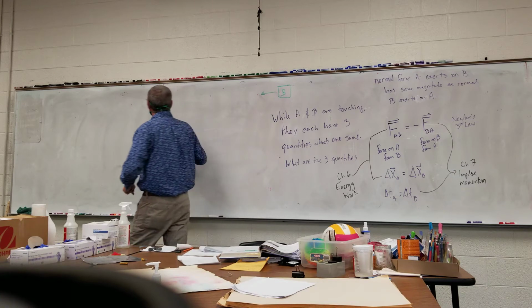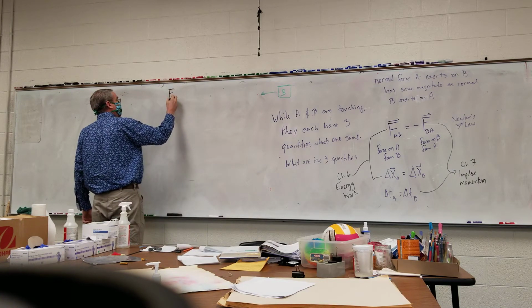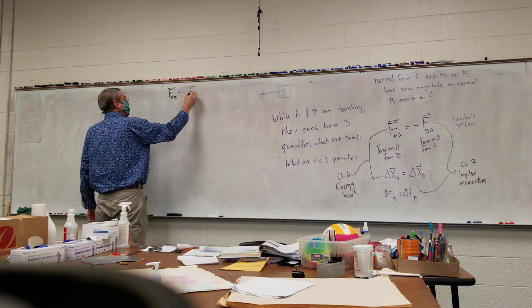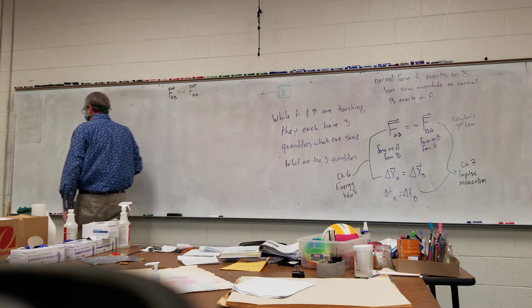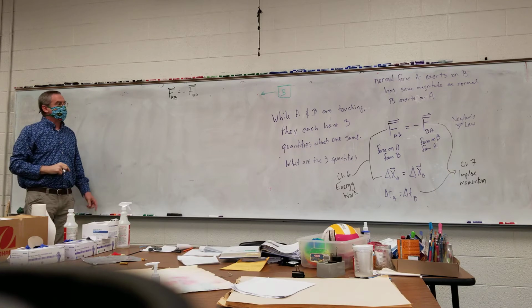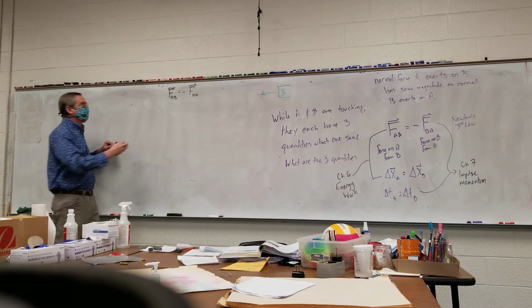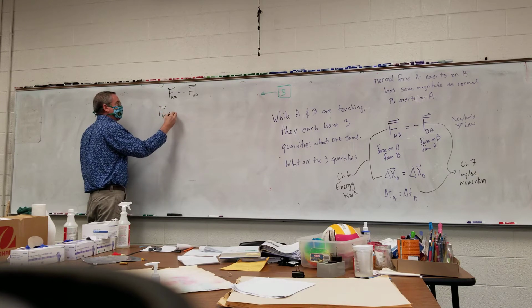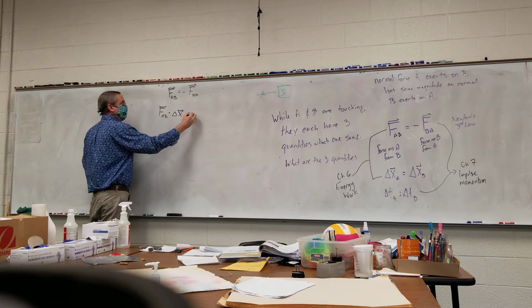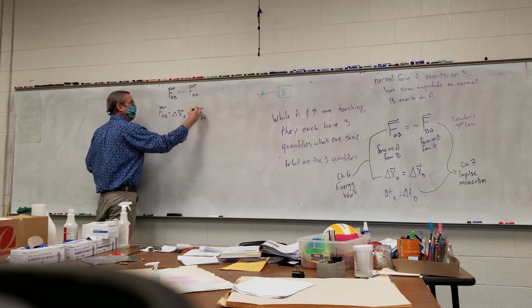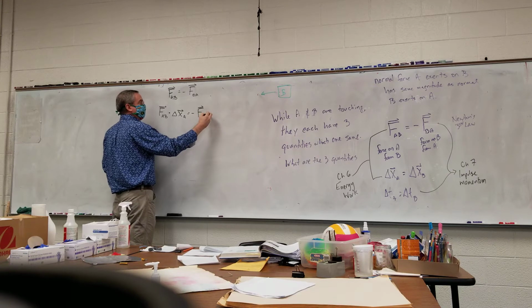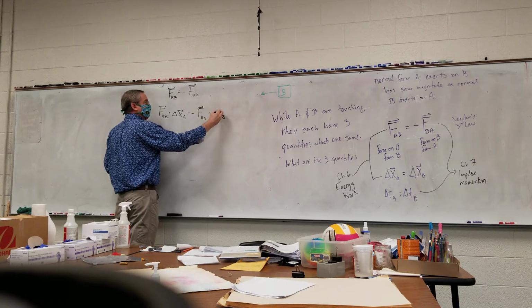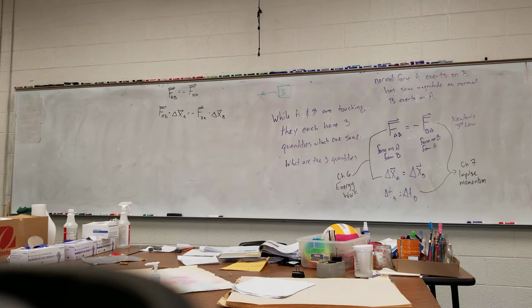But I'm going to start out with the idea that the force on A from B is equal to the negative force on B from A. I'm now going to multiply both sides by the displacement that they undergo. So the force on A from B times the displacement on A is equal to the negative force on B from A times the displacement. All I did is multiply both sides by the same thing. They have different subscripts there, but they're equal to each other.